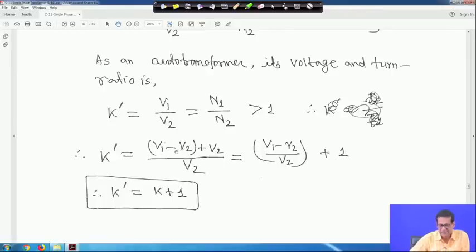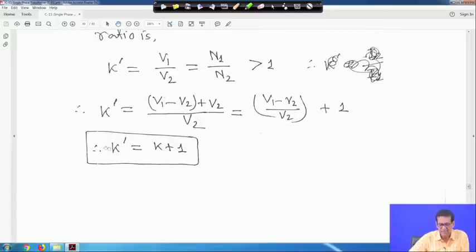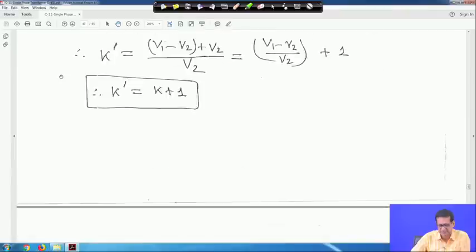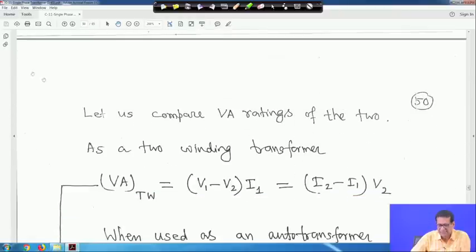So, K dash is equal to (V1 minus V2 plus V2) upon V2, right. This can be written as (V1 minus V2) upon V2 plus 1, because V2 by V2 is 1. Therefore, (V1 minus V2) upon V2 is equal to K. So, K dash is equal to K plus 1. This is the relationship between the auto transformer turns ratio and the two winding transformer ratio, the way we have considered it, right. Now, let us compare the volt ampere rating of the two, right.